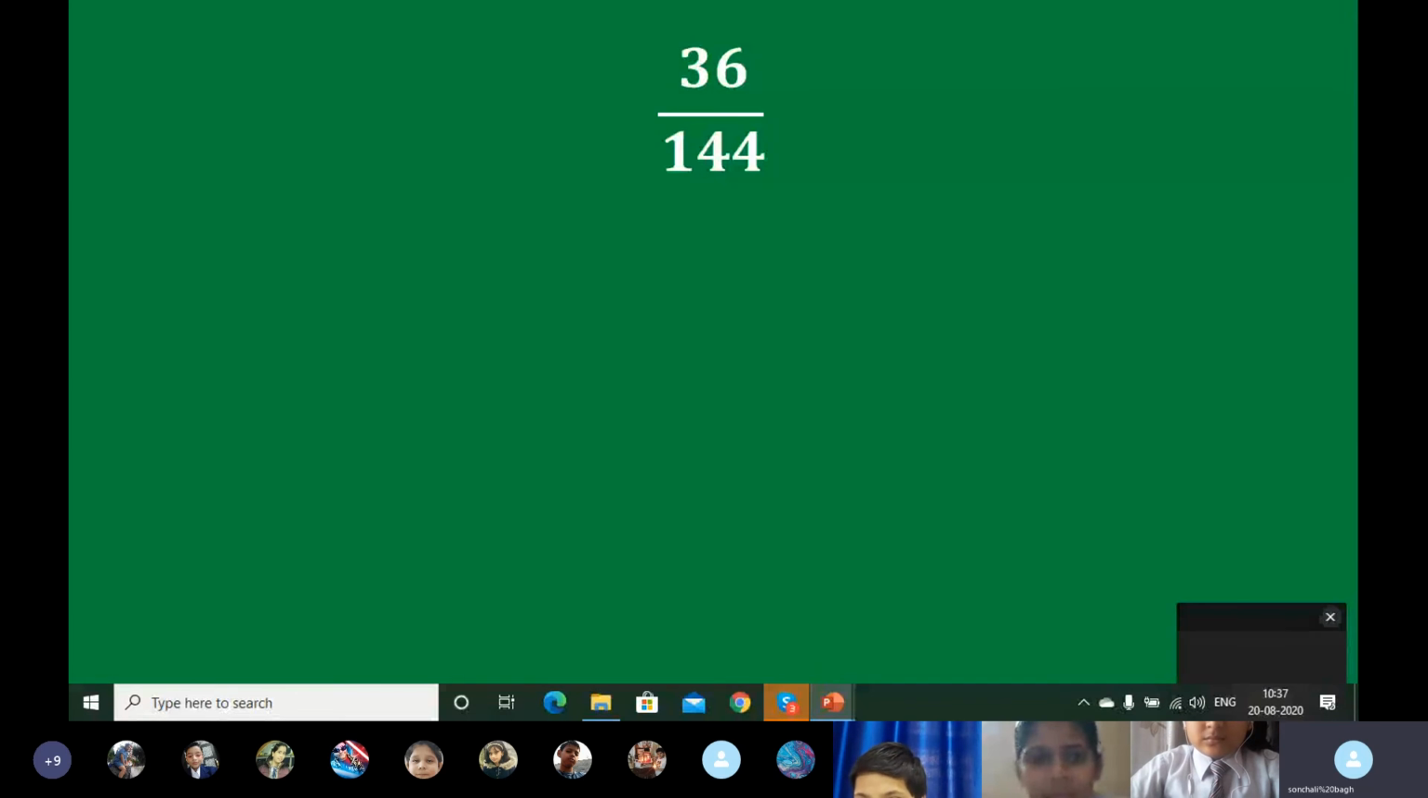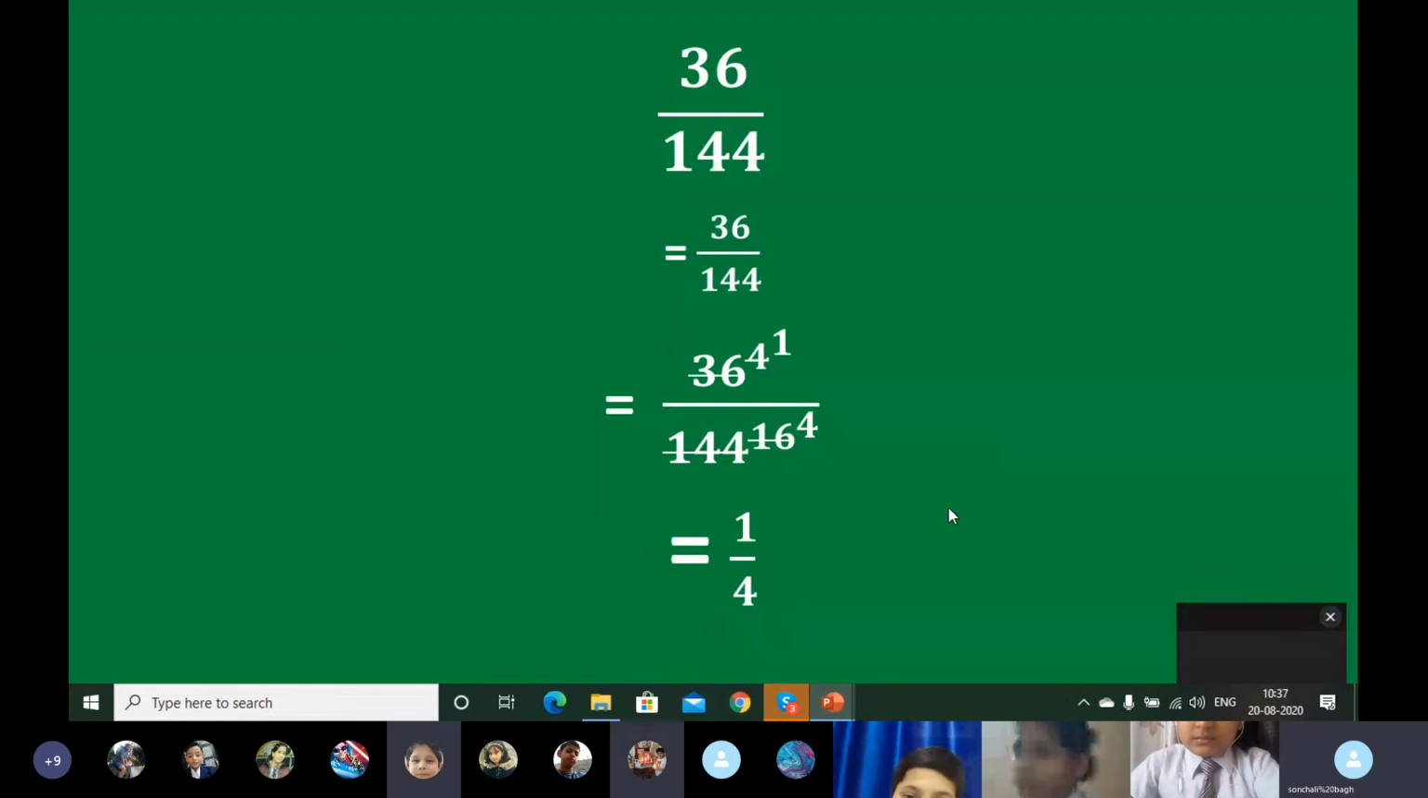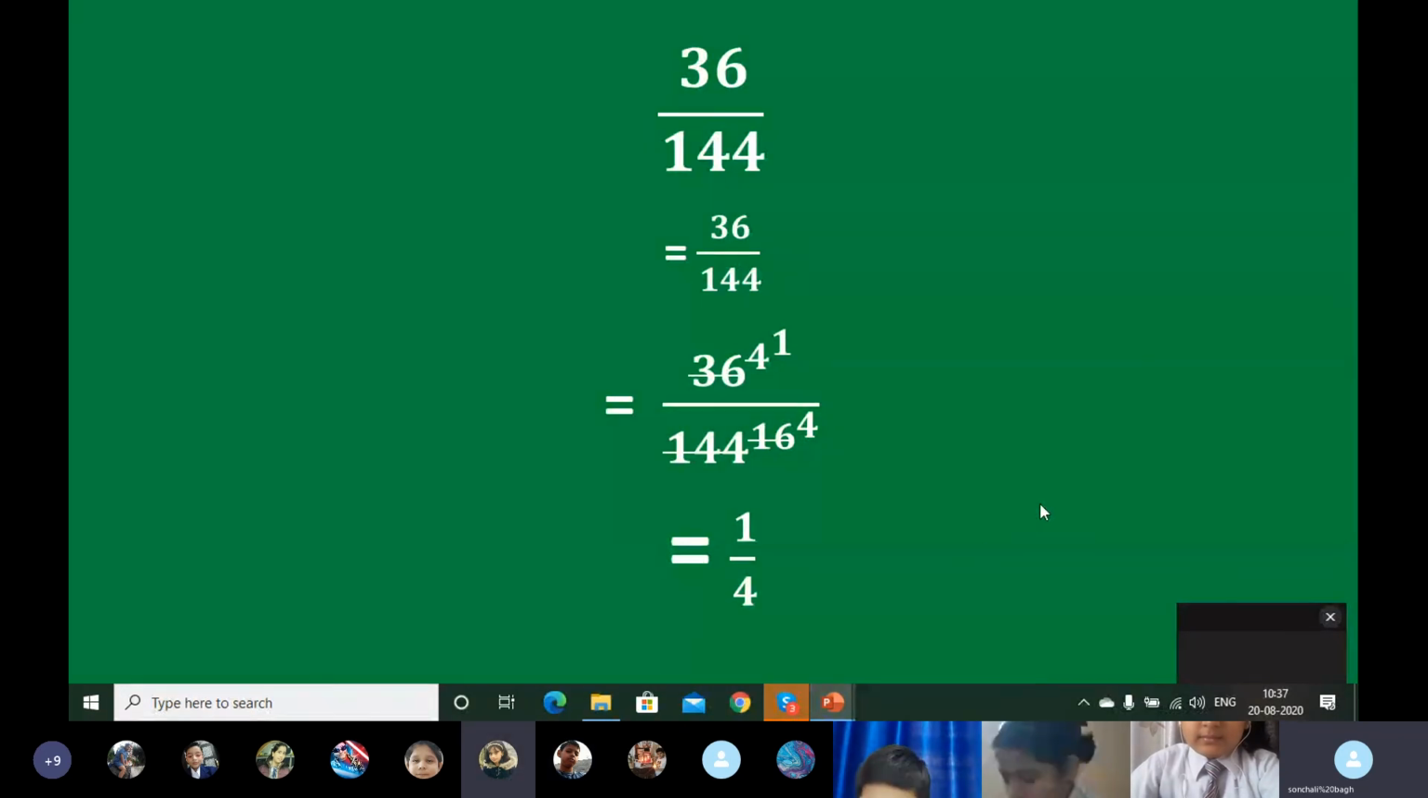So I have taken 36 by 144. When I divided by 9, 9 4s are 36 and 9 16s are 144. But 4 by 16 can be reduced further. 1 4s are 4, 4 4s are 16. Can 1 by 4 be reduced further? No, ma'am. So this 1 by 4 is our final answer.